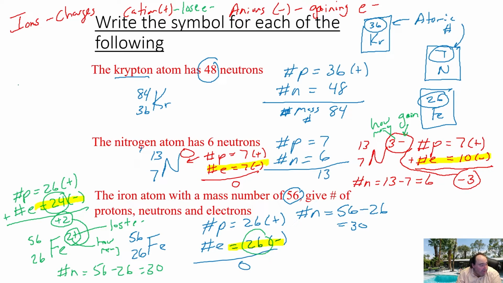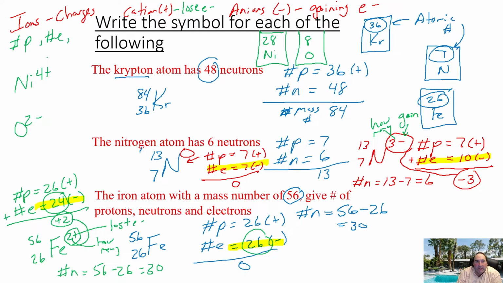Why don't you do Ni 4 plus, and why don't you do O 2 minus? In case you don't have a periodic table on you, if you look at the periodic table for nickel, nickel is 28, which is Ni. And oxygen there, in case you don't have a periodic table, it's 8. All right, so take a moment here. Let's go with the number of protons, number of electrons, and number of neutrons in each of these.